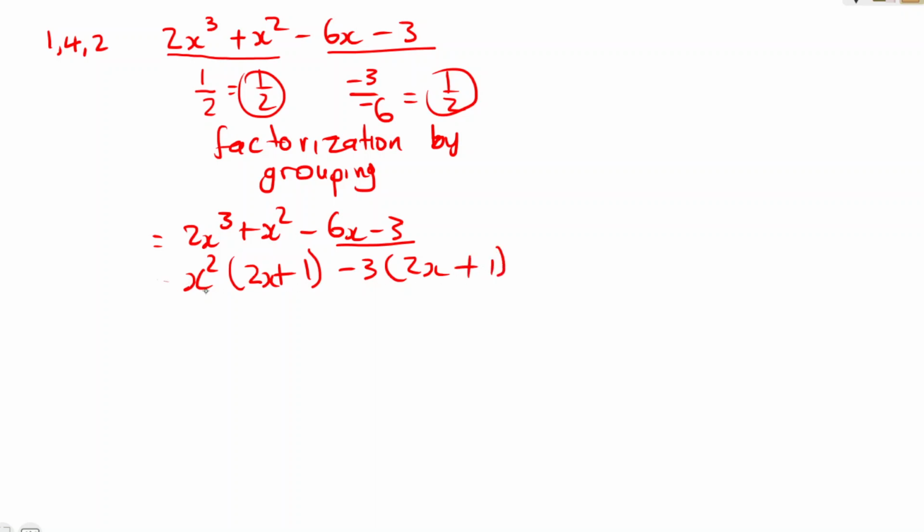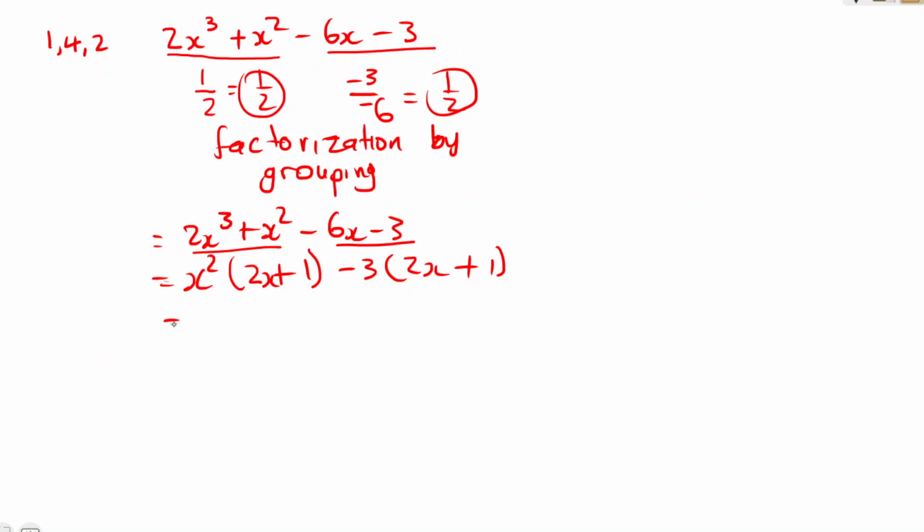So this is how we factorize, or how we take out the common factor from the first two terms and the last two terms. Now, the last step is to take out your final factor. Let me write it like this.